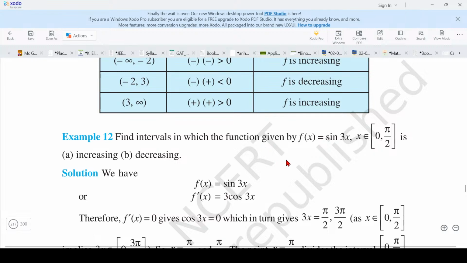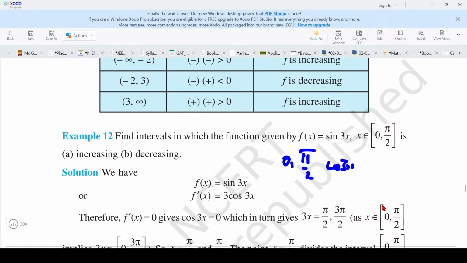When x is lying between 0 to pi by 2, when is cos 3x positive? That is the question, right? Now cos 3x, when does it change sign? So basically cos theta, when does it change sign? At pi by 2 it will change sign, right? And at 3 pi by 2 it will change sign, right? Between pi by 2 and 3 pi by 2 it is negative. After 3 pi by 2 it is positive, right?